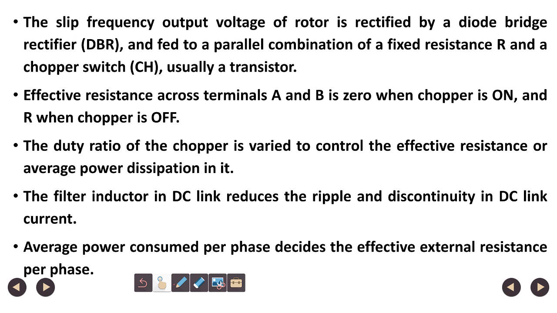In the diode bridge rectifier, the slip frequency voltage is rectified and fed to a parallel combination of fixed resistance and chopper. Effective resistance across the terminals A and B is 0 when the chopper is on and R when the chopper is off. The duty ratio of the chopper is varied to control the effective resistance or the average power dissipation in it. The filter inductor reduces the ripple and discontinuity in DC link current, and hence variation of the duty ratio of the chopper varies the effective external resistance. Let us see the expression.